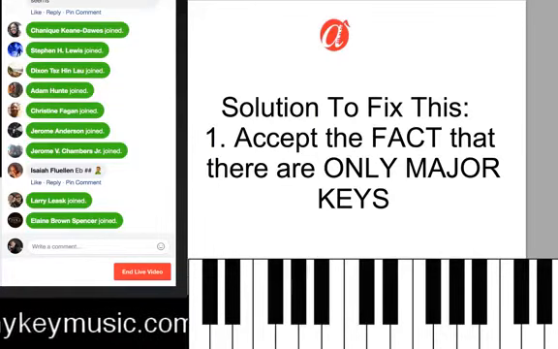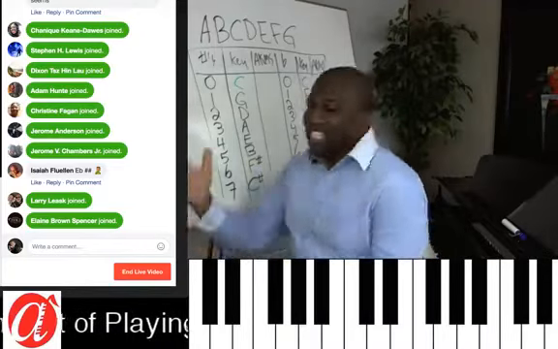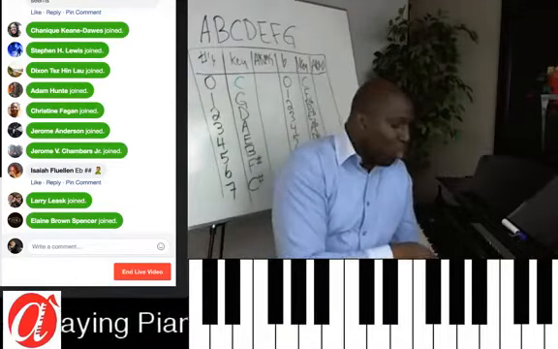Because a minor key is simply a mode of that major key. How can I say that? Okay, let me just do a quick example right here, and you can tell me if I'm wrong. The C major scale is easy to find on the piano because they're all white.